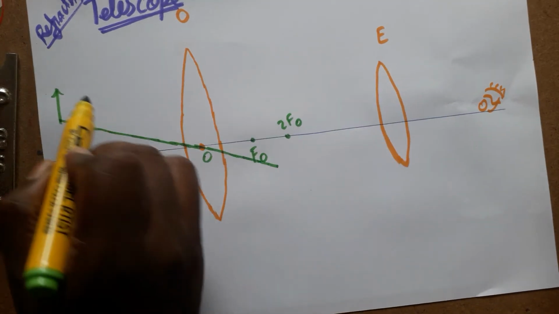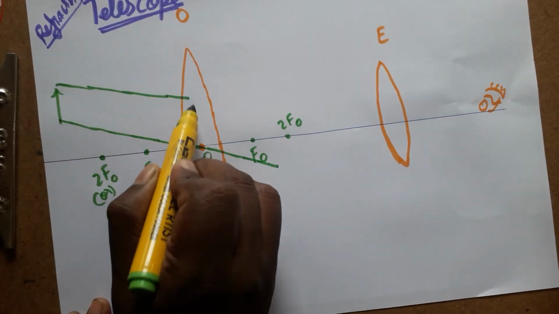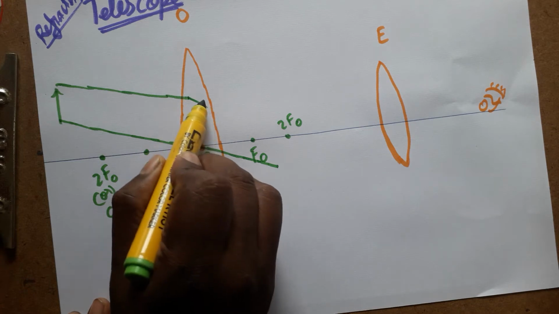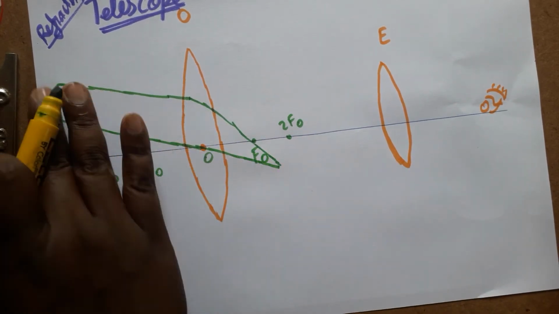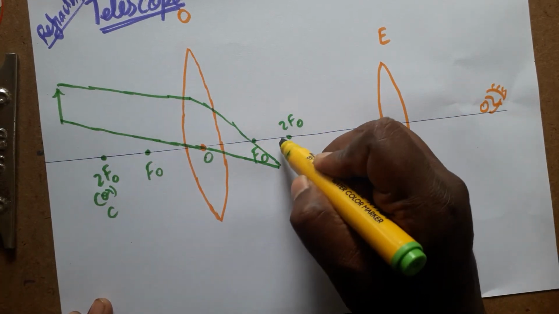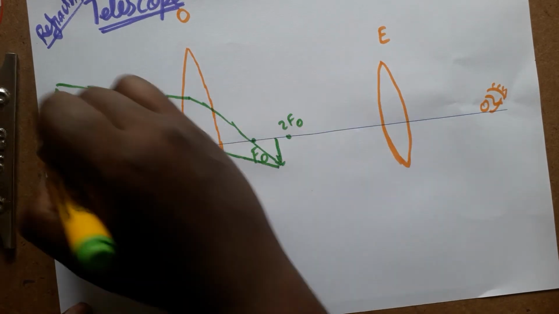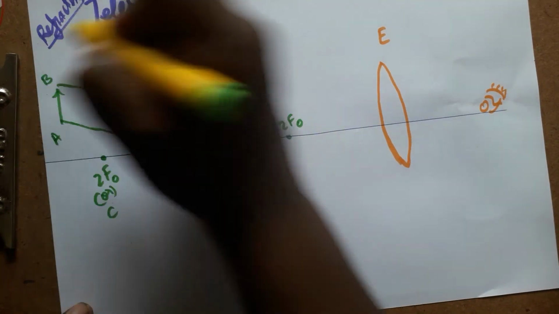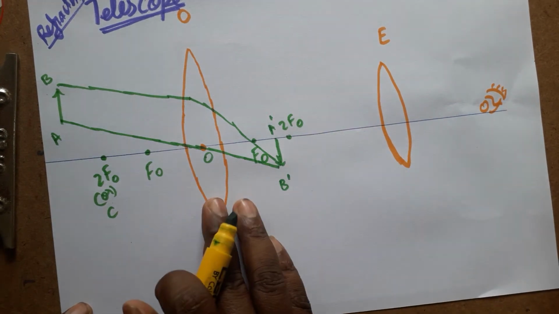The rays near to this will be formed like this, for which I am not going to use any rule. It is going to converge near the focal length, here. When the object is behind C, the image will be formed in between F and C, in between F and 2F. The image is formed here. AB is the object, A dash B dash is the image for the objective lens.